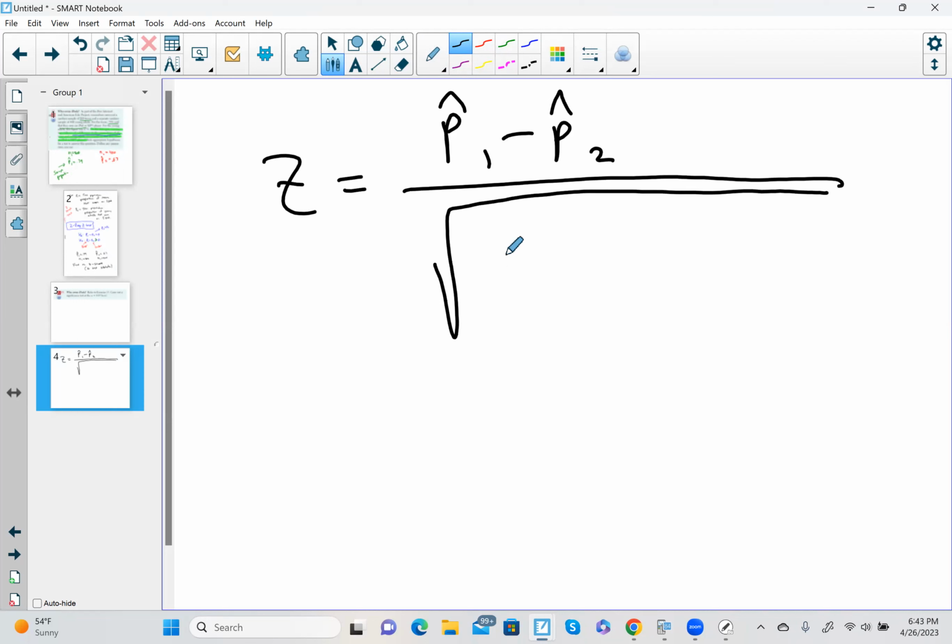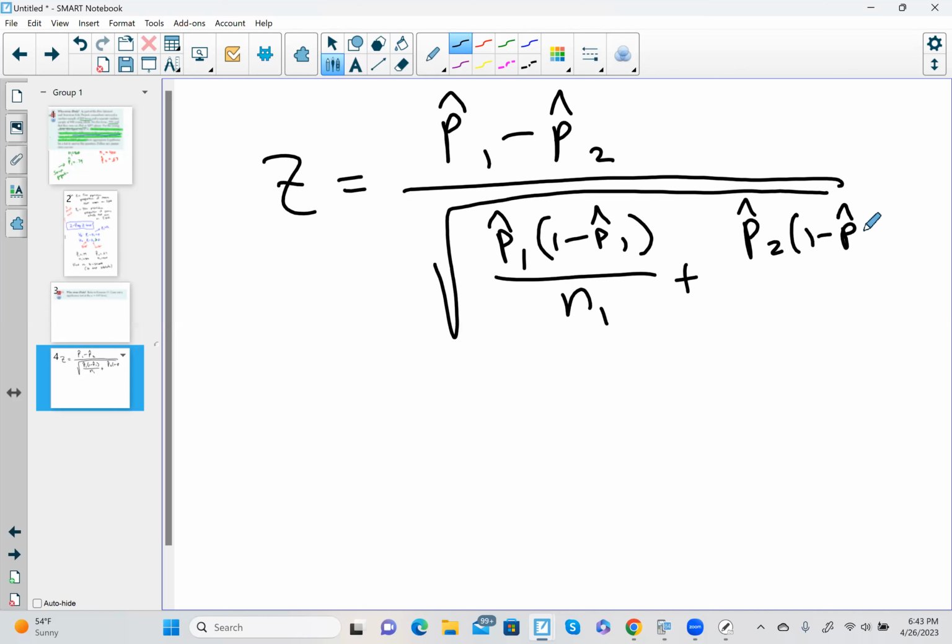It's z equals p hat 1 minus p hat 2 over, and here's what you get, the square root. It looks intimidating, but we'll just do it this way: p hat 1 times 1 minus p hat 1 over n1, plus p hat 2 times 1 minus p hat 2 over n2.